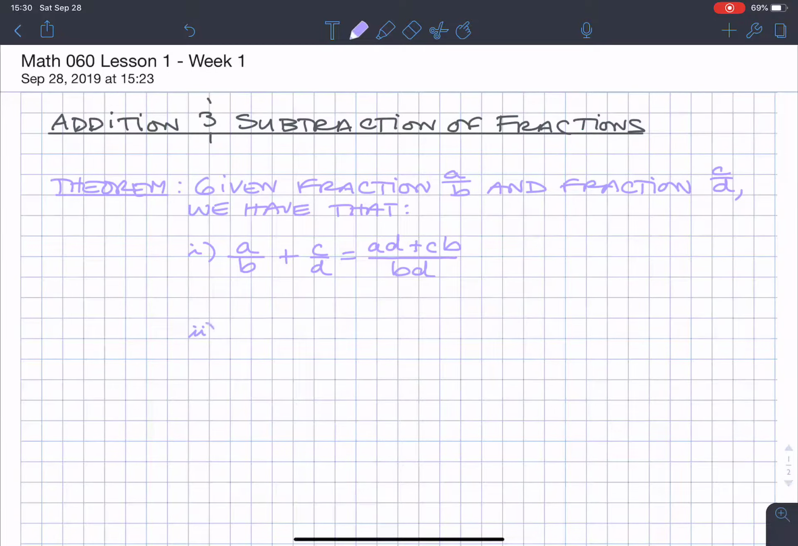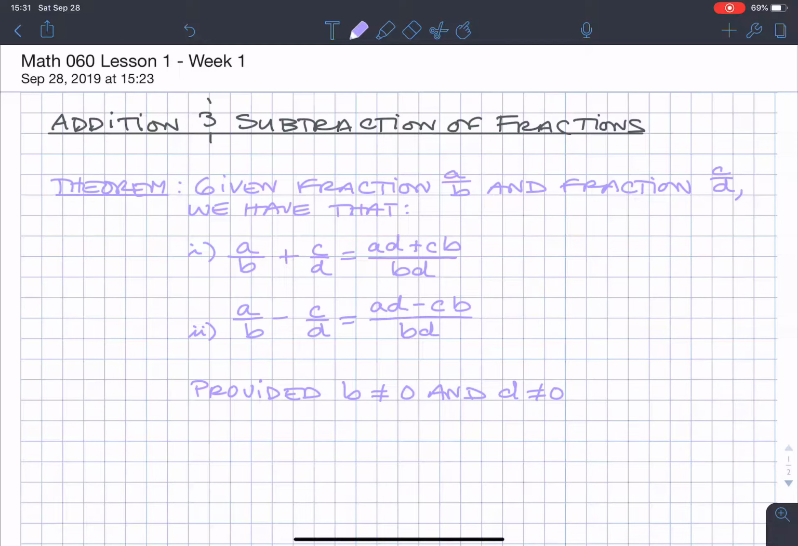And number 2, how do we subtract fractions? So if I have a over b minus the fraction c over d, once again, I will multiply both denominators and put that in the denominator, so b times d, provided they're both non-zero. I'll take the first numerator a, multiply it by the second denominator d, from which I'm subtracting the second numerator c, multiplied by the first denominator b. So provided b is not 0 and d is not 0.